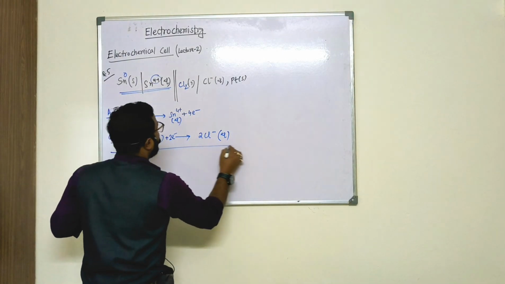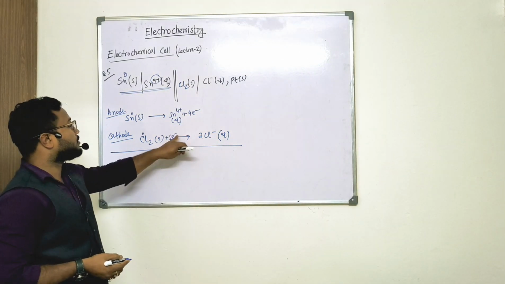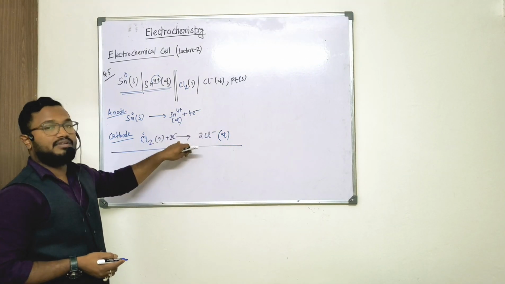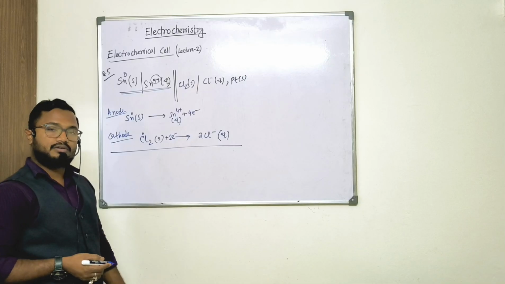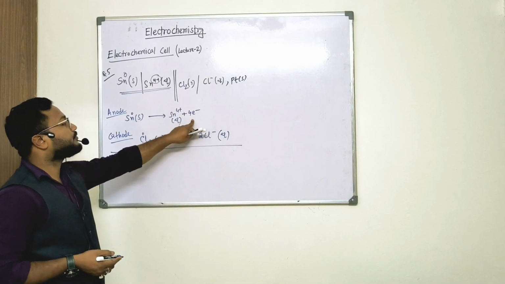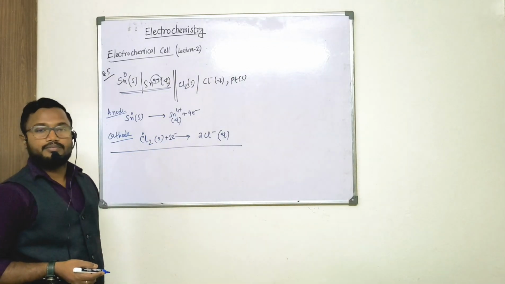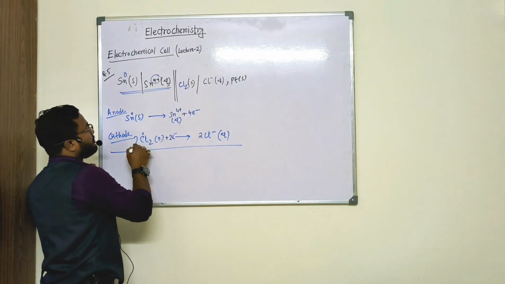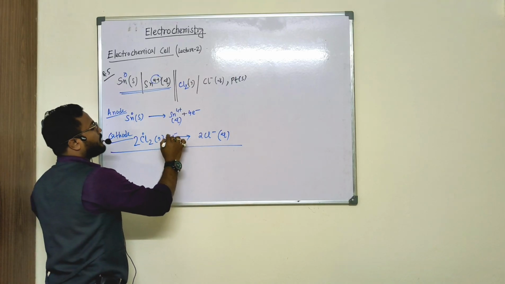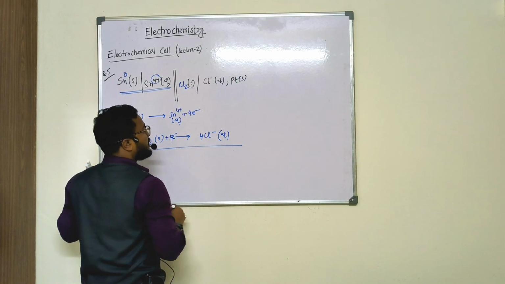Now if I add both the reactions, see, addition is not possible as both have different numbers of electrons. First you need to equalize the number of electrons. So here 4 electrons are there, here 2. We need to multiply all by 2. So the reaction will become 2Cl2 with 4 electrons, and it will become 4Cl-.